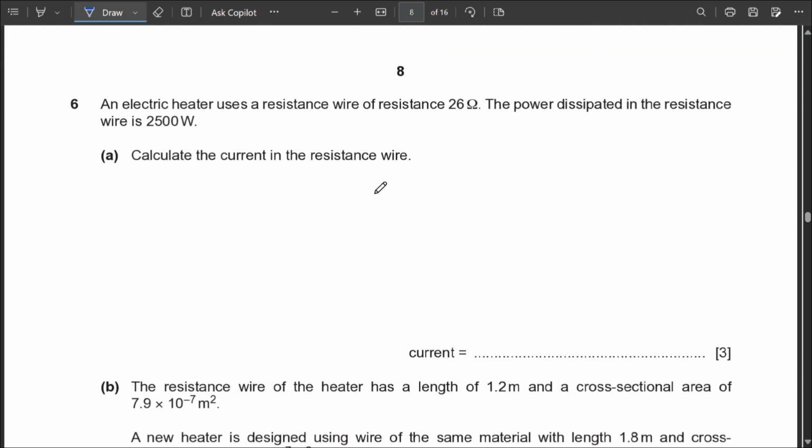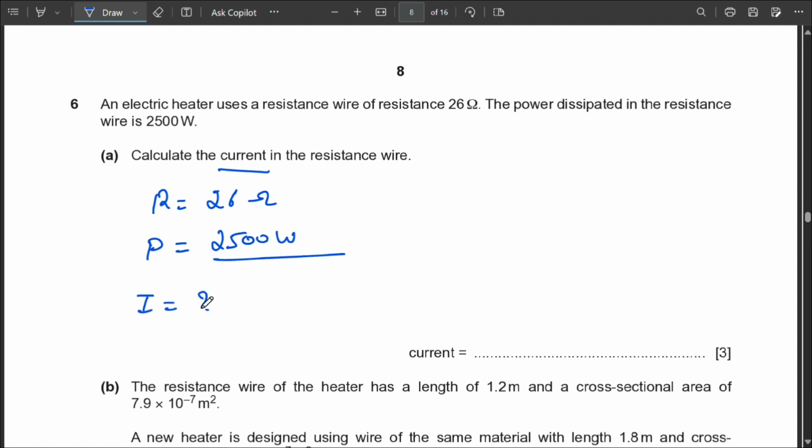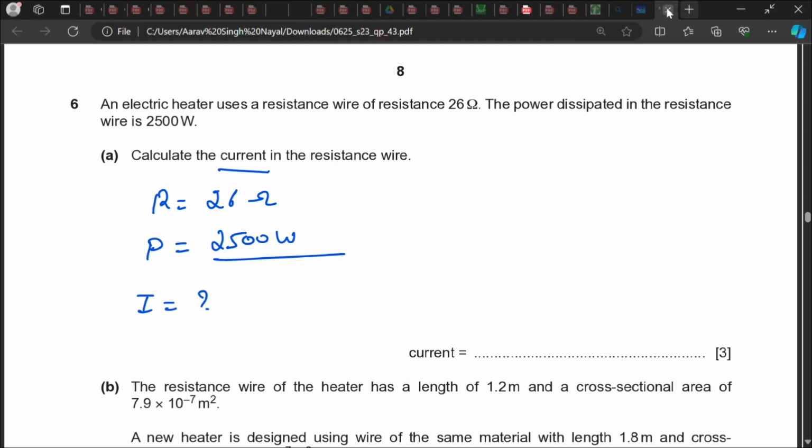Sixth one. An electrical heater uses a resistance wire of 26 ohm. The power dissipated in the resistance wire is 2500 watt. Calculate the current in the resistance wire. We have been given the resistance R, that is 26 ohm, and we have been given the power, which is 2500 watts. What do we have to find? The current I. Now, first of all, we should know. Let's go to the whiteboard.